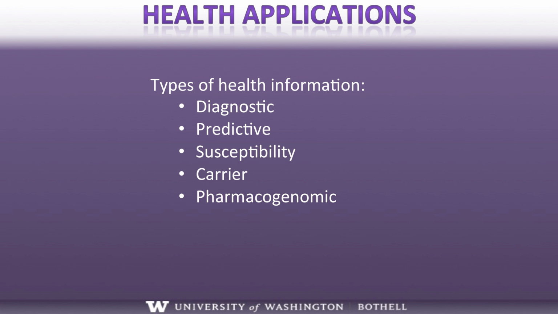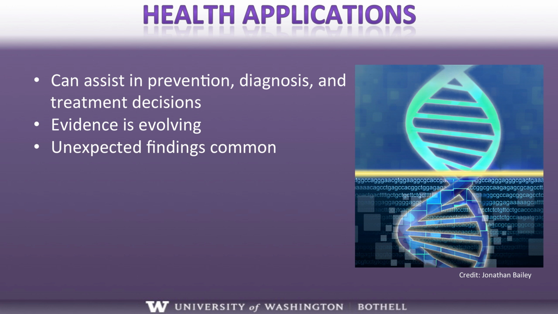Carrier information indicates when an individual is at increased risk for having a child with a genetic disorder, and pharmacogenomic information is used to understand a patient's likely response to different medications. The genetic information provided by whole genome sequencing can sometimes facilitate the prevention of diseases before they occur, as well as guide diagnoses and treatment decisions by clinicians.